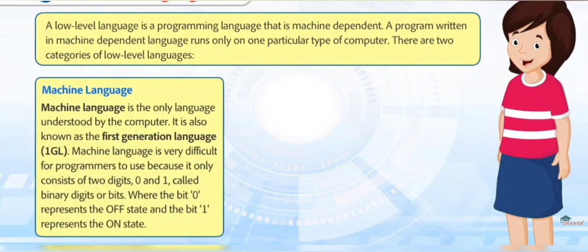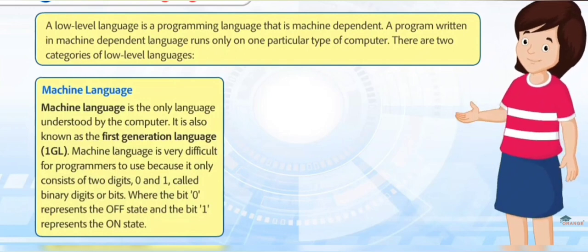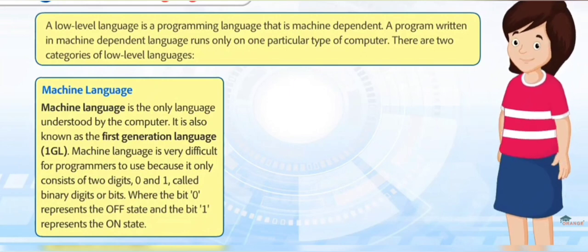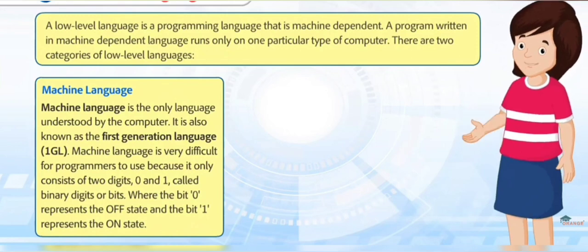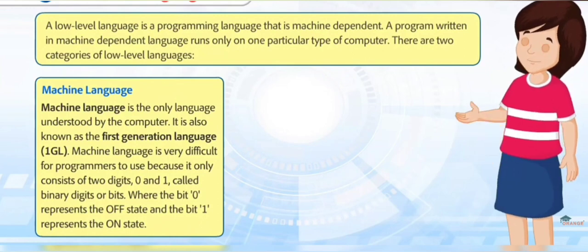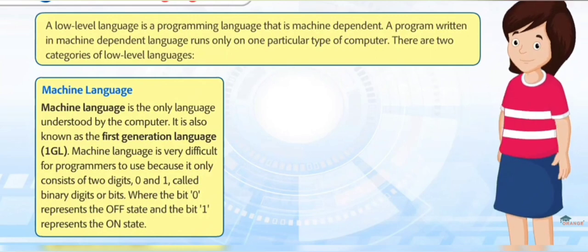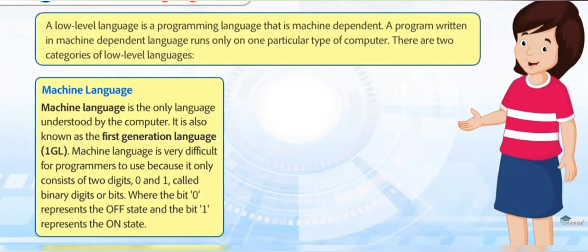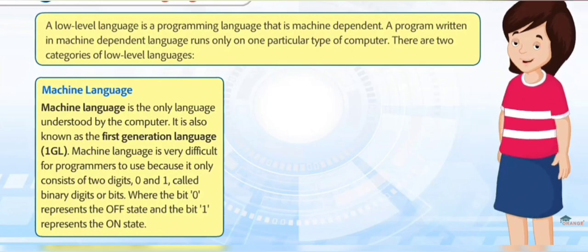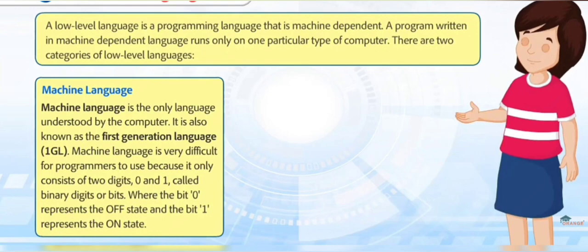Machine language, which is also known as binary language or first generation language, is believed to be the oldest language. A program can be written using only zeros and ones to make the computer understand, and data can also be represented using these two digits, that is zeros and ones. These digits are also known as binary digits, and a bit represents a single digit, either 0 or 1. 0 represents the off state and 1 represents the on state.